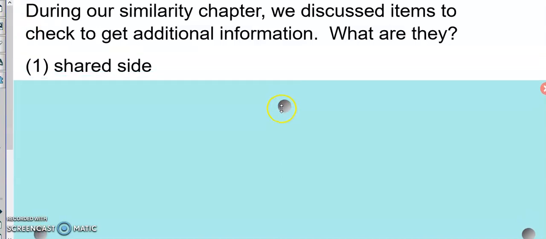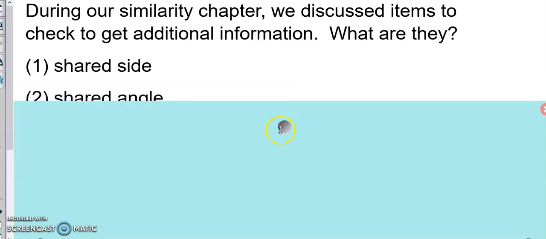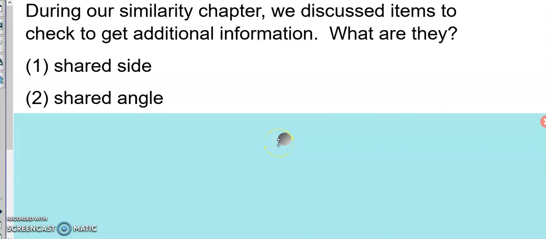So one of the first checks we look for is shared side. Sometimes two triangles are actually sharing a diagonal or a side, and that would be an extra piece of information. Sometimes they have a shared angle. With similarity, you'll definitely see this, probably not so much with congruency, but with a shared angle, you definitely have another piece of information.